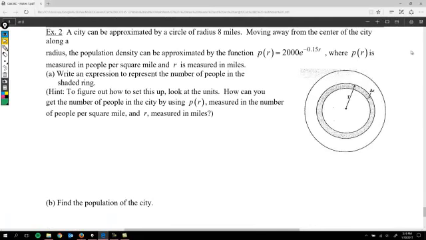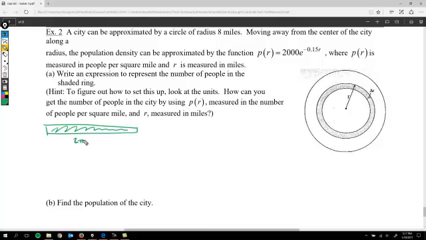This time I have a city and I have a circle. My population density is given right here. First, I want to write an expression to represent the number of people in just this shaded ring right here. If I cut this and then bend it, so I just have something straight I can look at, this right here represents my shaded ring. I just stretched it, bent it, and made it flat, so it looks like a rectangle.